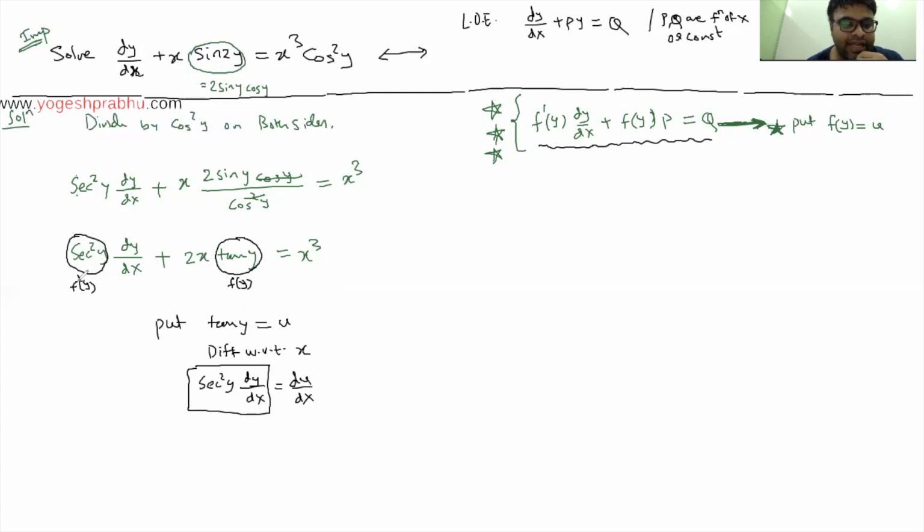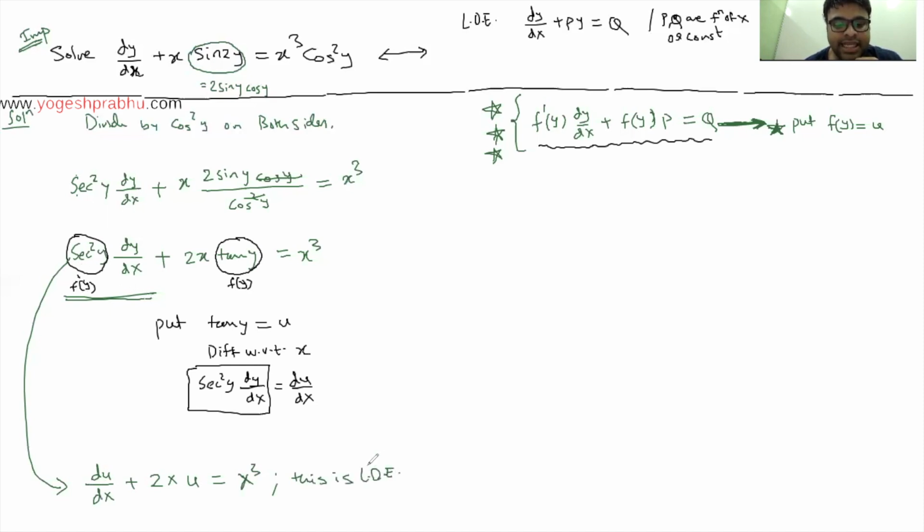So if I change the variables as per the new format and get everything in terms of u, this equation will become du by dx plus 2x u is equal to x cube. Okay. Now, if you see, this is a linear differential equation. This is exactly in this form with different variables.